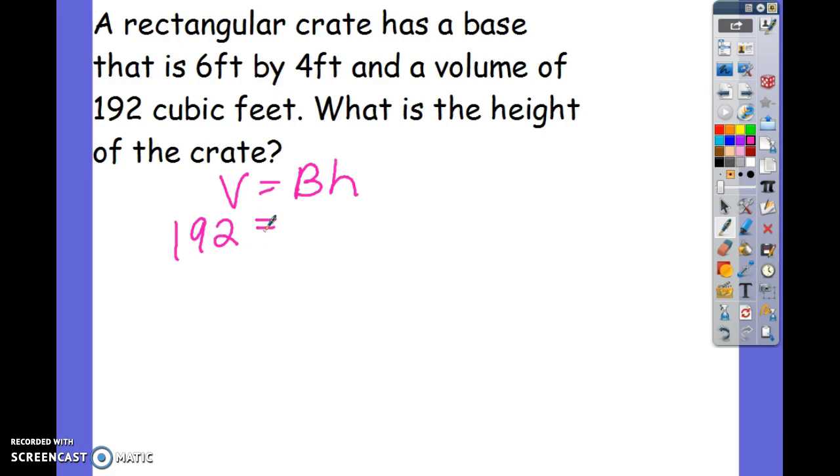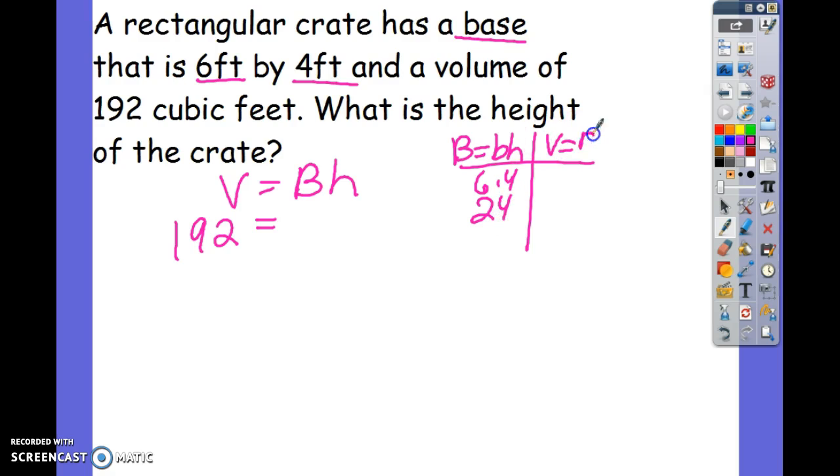It is telling me that the base is 6 feet by 4 feet. So I know that the area of the base, since this is a rectangle, look at our T-chart, and we know that the area of the base is going to be 6 times 4, so that's going to give me 24. So the area of the base is 24, and I need to find the height of the prism. So I'm going to need to isolate my variable, which in this case is my height, so I will divide both sides by 24.